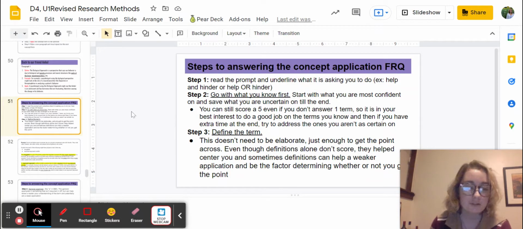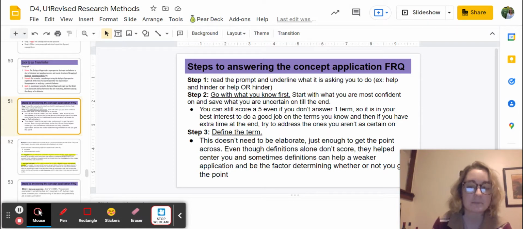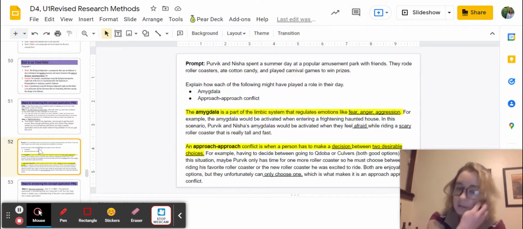Go with what you know first. You don't want to waste time writing about things you're not confident about, that you might not score a point for. So answer the things you know first and then go back. And then, defining the term is what you're going to do first. It doesn't need to be elaborate. We know that definitions don't score, so don't spend a bunch of time on this. But this is something that they like to see.